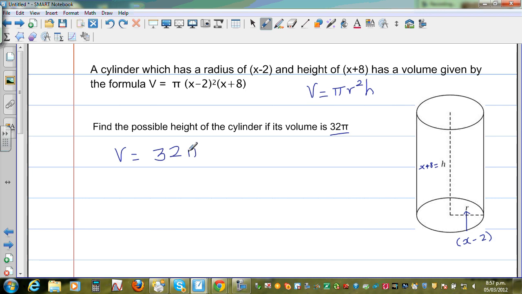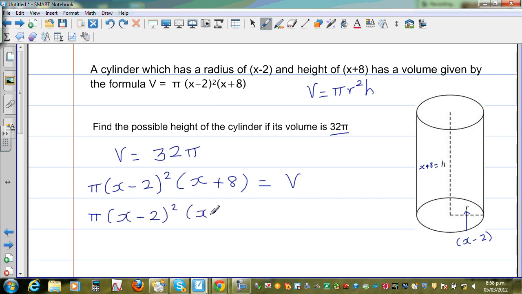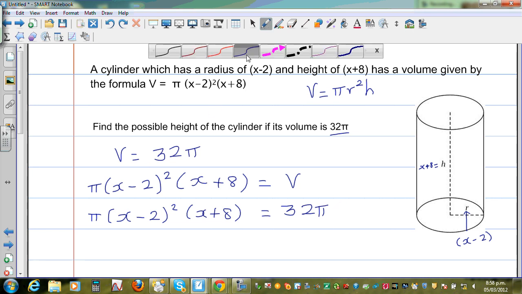So let us substitute this back into this equation. Can I write the same equation like this? Pi times x minus 2 the whole squared times x plus 8 is equal to V. I've rewritten this equation again, so now pi times x minus 2 the whole squared times x plus 8 is equal to 32 pi. I've got 32 pi on both sides, so you can divide both sides by pi, and this and this get cancelled.